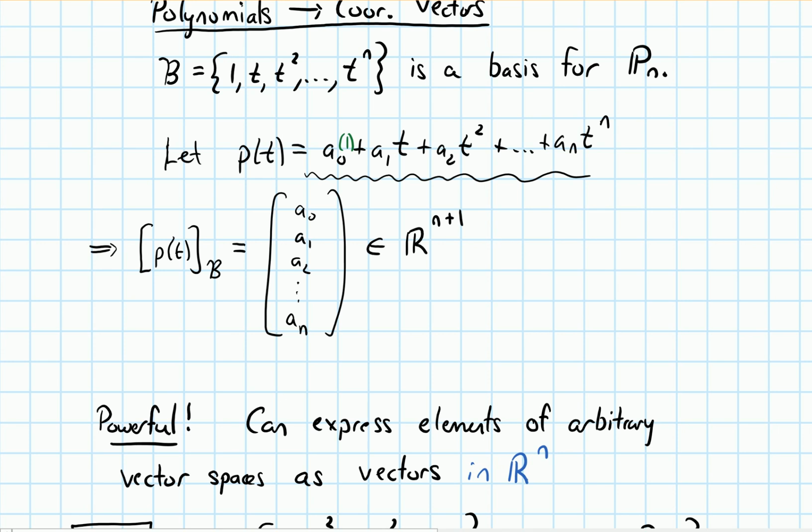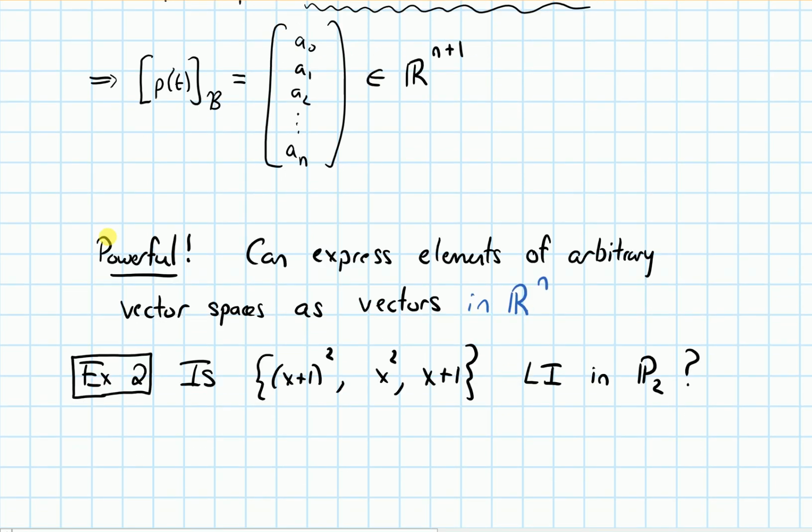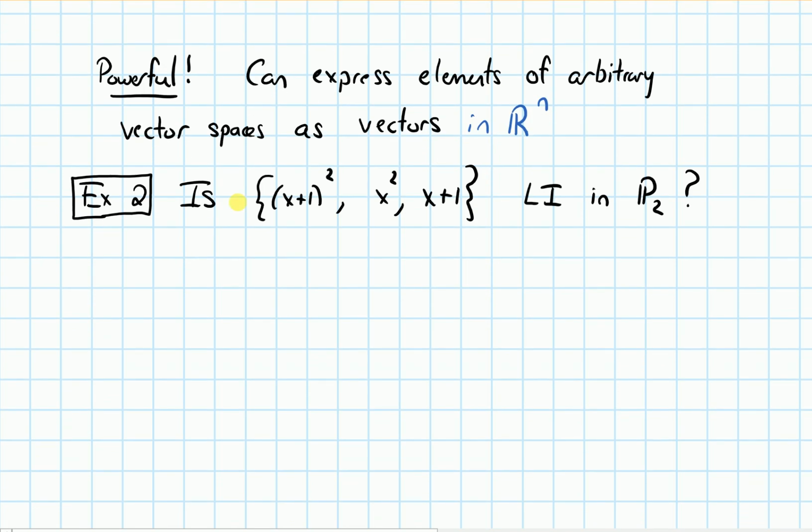So let's look at a specific example where we use this. Here's the example: is the following set of polynomials linearly independent, so that's what LI means, in P2.